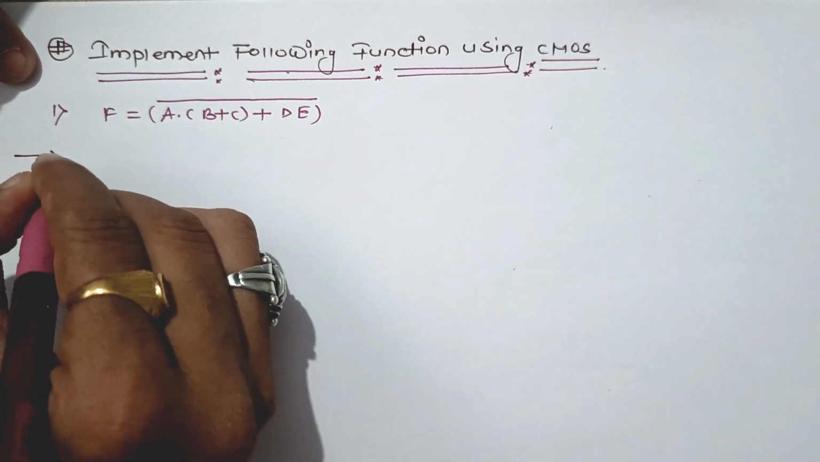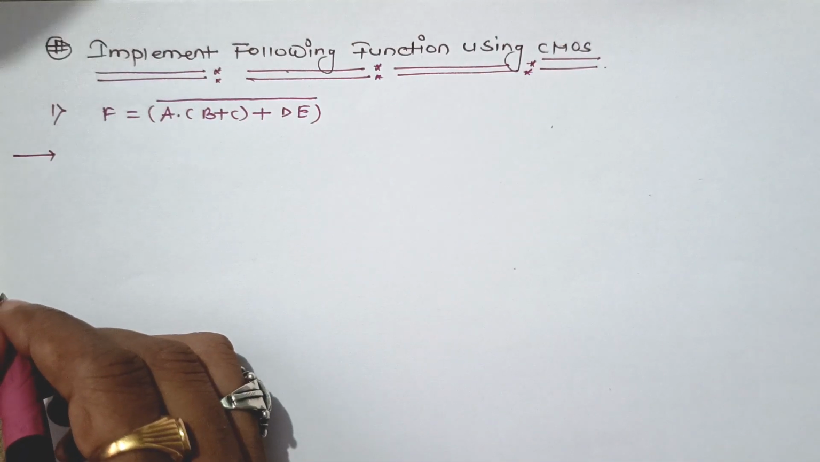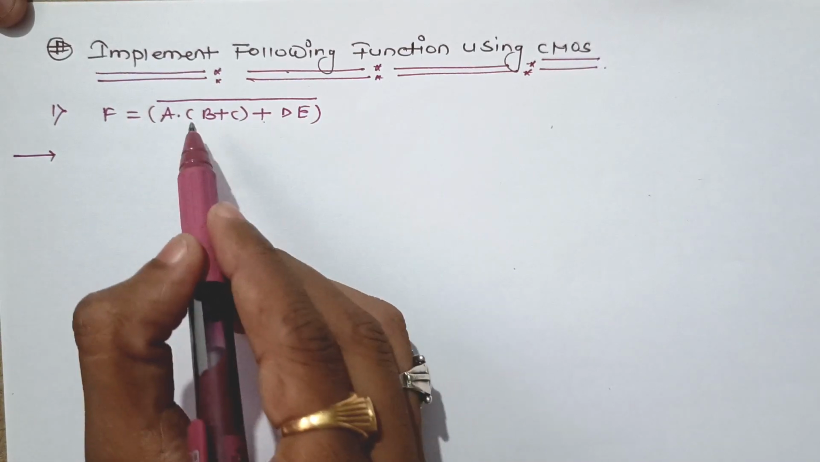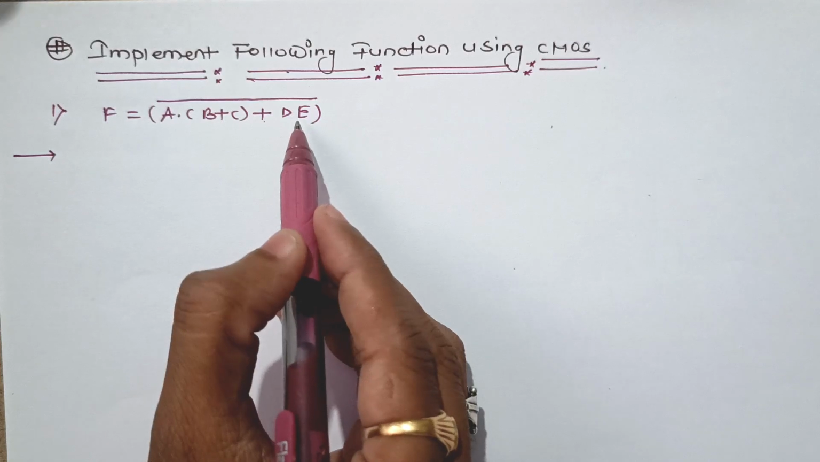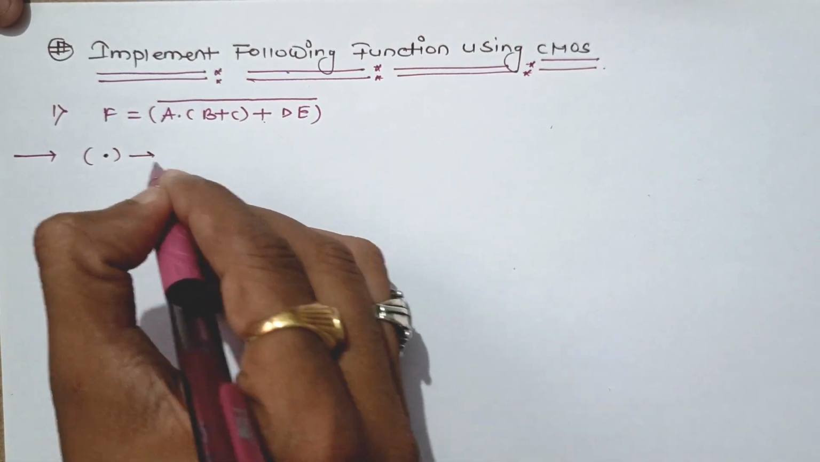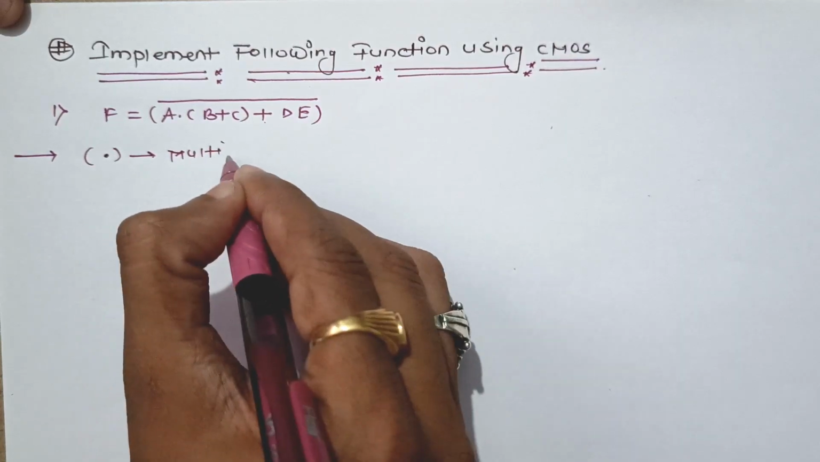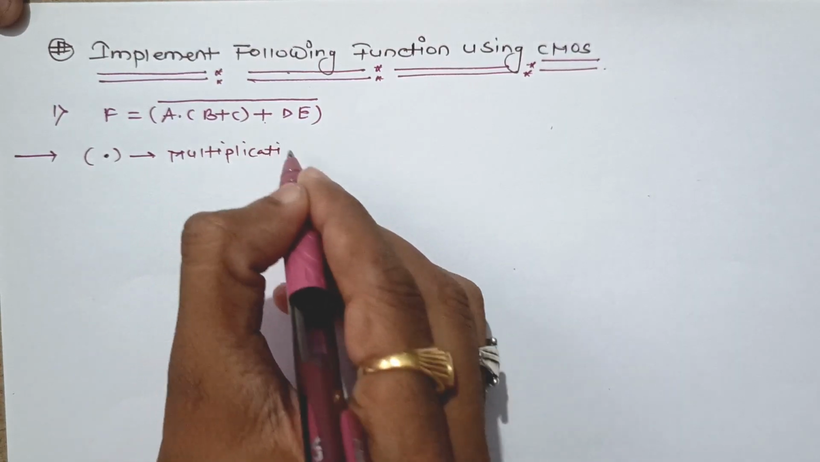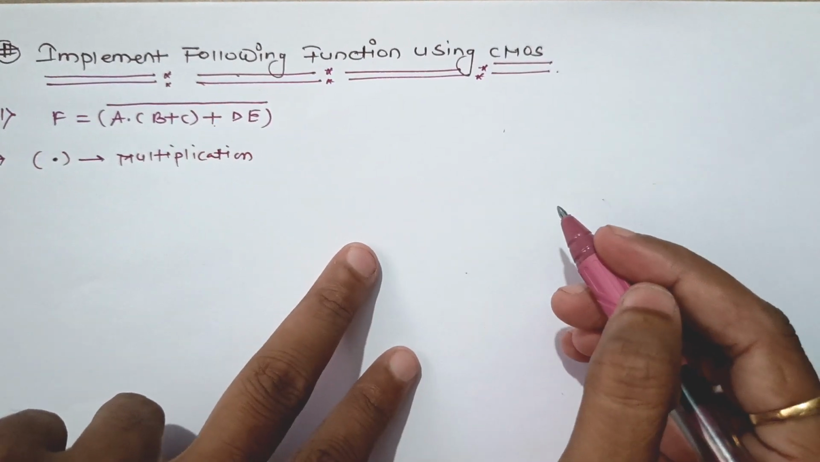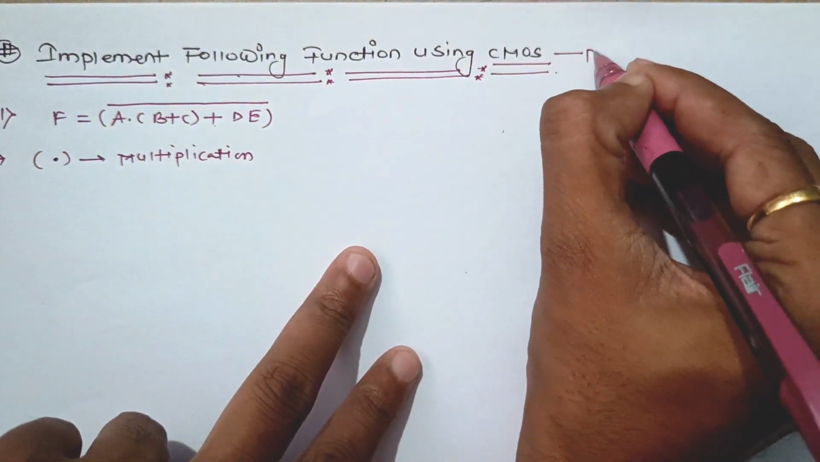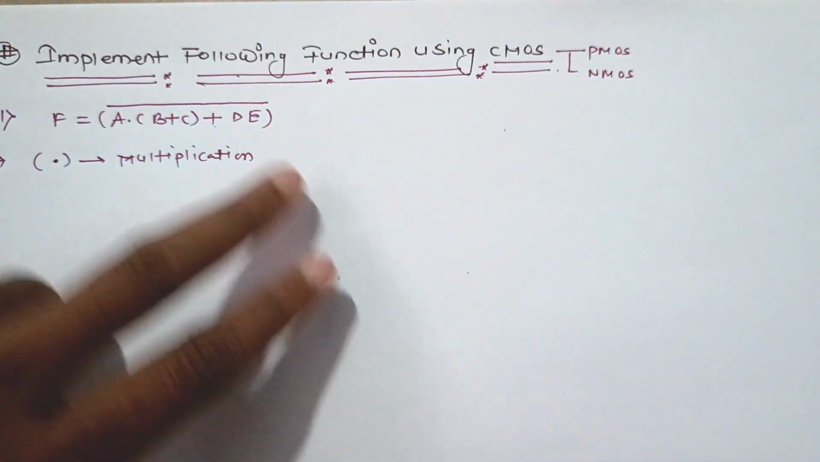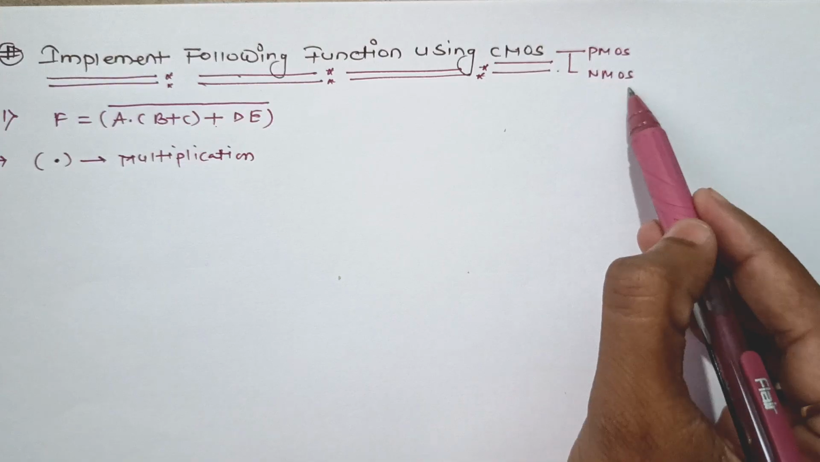To implement such kind of functions, we have to identify two basic operations. One, if you see here, we have an addition, and in this case we have multiplication. So two operators are used. The first operator I will be writing will be our multiplication. Now to implement this using CMOS, we need two elements of CMOS. As we know, CMOS is nothing but a combination of PMOS and NMOS. So this entire arrangement depends upon PMOS and NMOS.